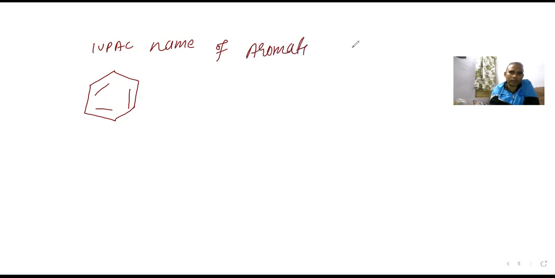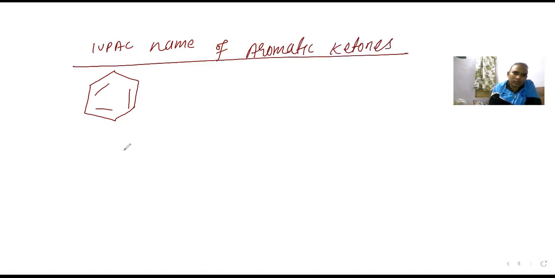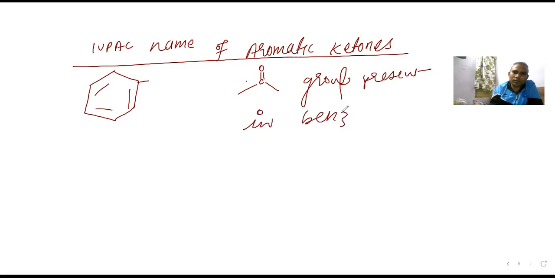Aromatic ketones. IUPAC name of aromatic ketones. What are aromatic ketones? This group, C double bond O group, present on a benzene ring.